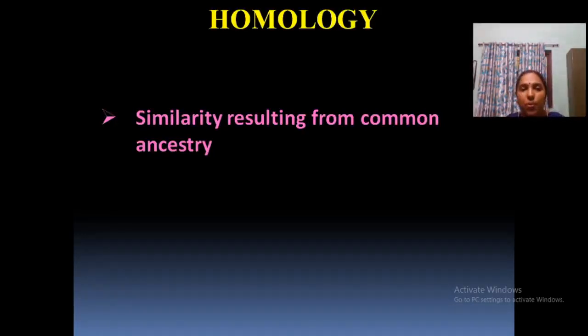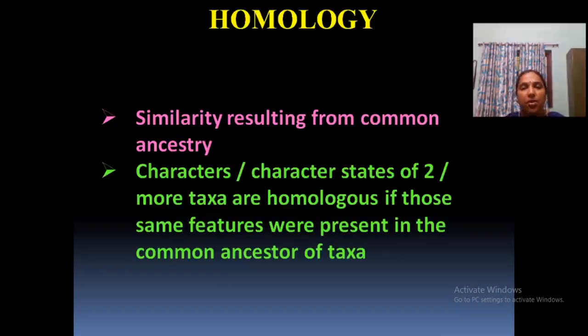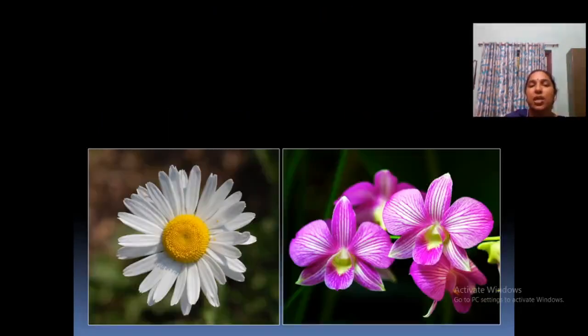First one is homology, similarity resulting from common ancestry. Okay, you studied it in the evolutionary classes. Two or more taxa are homologous if some features were present in the common ancestor. So they are common ancestry sharing similarity.